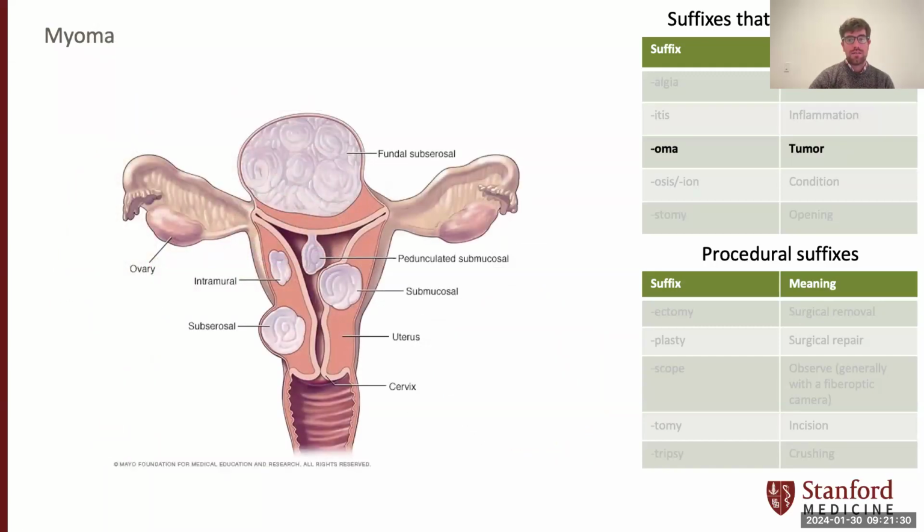A myoma is a muscular tumor. So oma means tumor. And often we'll add on a prefix to it as well. So what we're looking at here are leiomyomas, which are smooth muscle tumors in the uterus. Colloquially, it would be called fibroids.